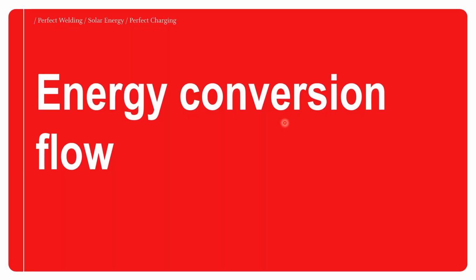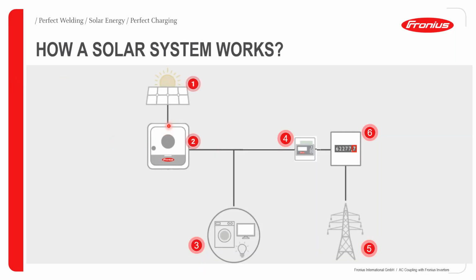Good. And to really understand how this works, it's best to have a close look at the energy conversion flow. With this, we will better understand how a Fronius-only AC coupled or DC coupled system works. In order to understand that, we'll have a run through the components of a solar system and how it works. Of course, we have the PV system or module, your inverter, the load, your smart meter, the grid, and the grid meter.